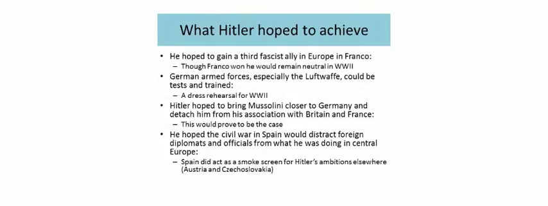He also hoped the civil war in Spain would distract foreign diplomats. In other words, they would be so concentrated on what's going on in Spain and maybe trying to stop the civil war that they would be sort of not interested or pay less attention to his exploits elsewhere. And Spain does act as a smokescreen for Hitler's ambitions in Austria and Czechoslovakia.